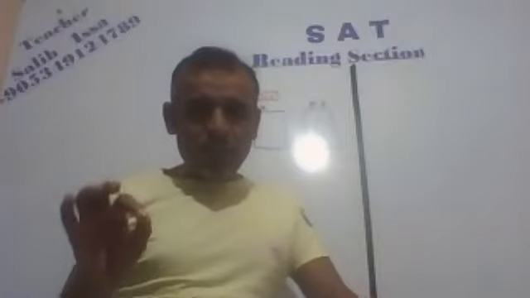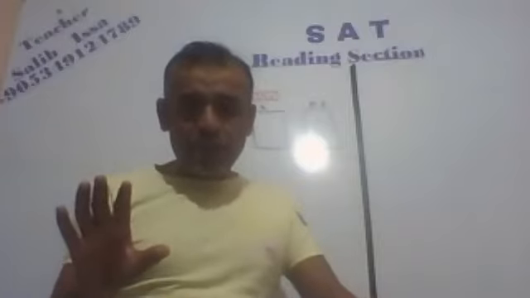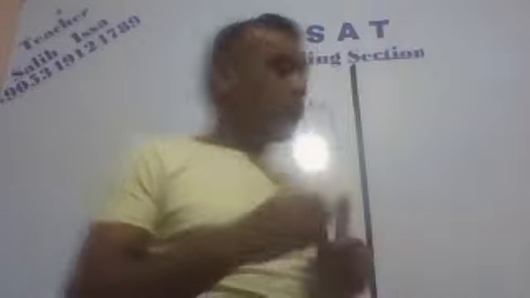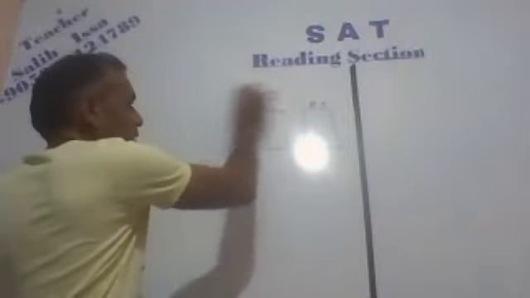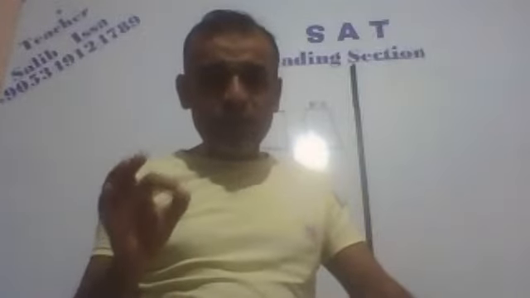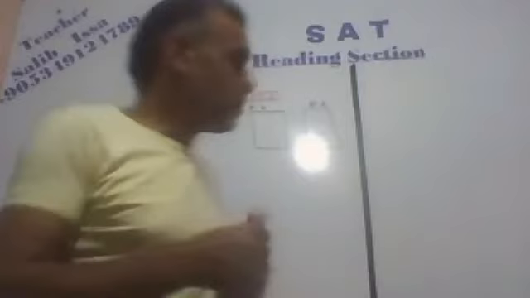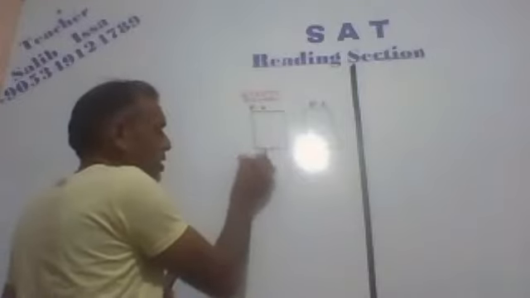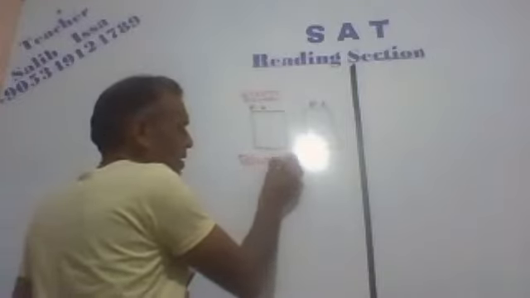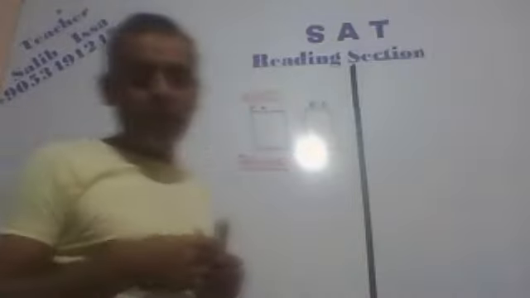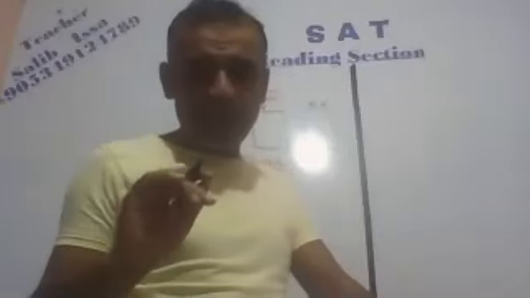So we start by reading the blurb. In the two passages we have one blurb. Reading the blurb is so significant, as it introduces what? Three things in the two passages. It introduces the author and the theme.